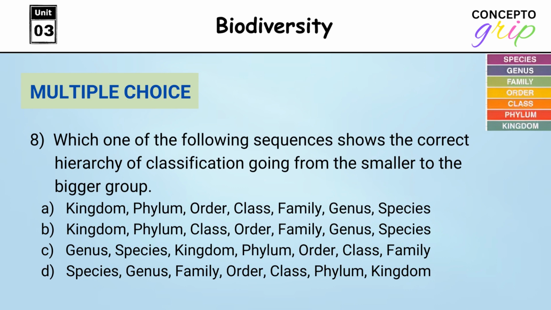Number 8. Which one of the following sequences shows the correct hierarchy of classification going from the smaller to the bigger one? A, kingdom, phylum, order, class, family, genus, species. B, kingdom, phylum, class, order, family, genus, species. C, genus, species, kingdom, phylum, order, class, family. D, species, genus, family, order, class, phylum, kingdom. The correct option is D, species, genus, family, order, class, phylum, kingdom.